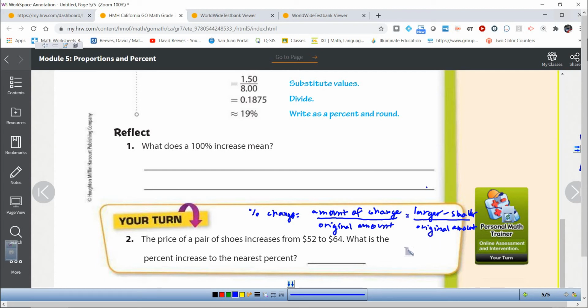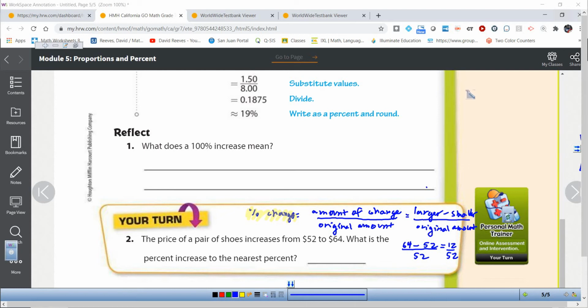So here we go. We're going to go 64 minus 52 over the original amount, which was 52. Okay, 64 minus 52 over 52. Well, 64 minus 52 is going to give me 12. So I'm going to have 12 over 52. All right, so now we have to go back to a previous lesson because we want to know what that is as a percent.